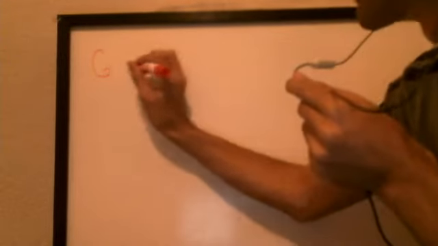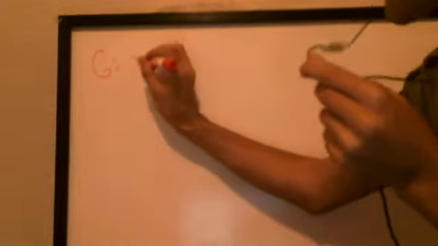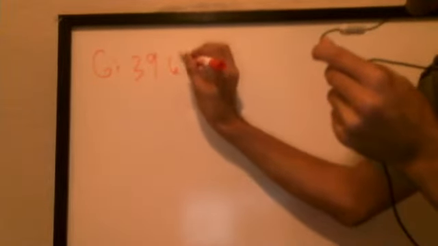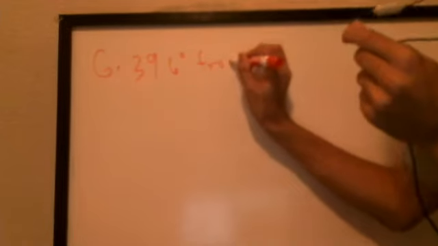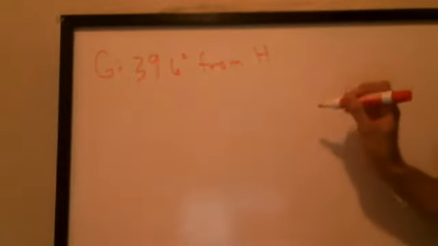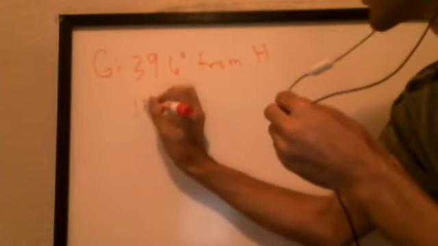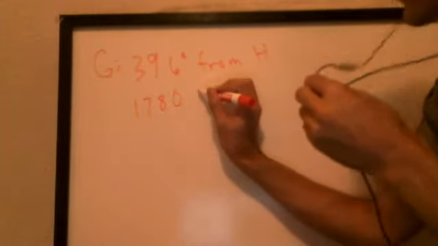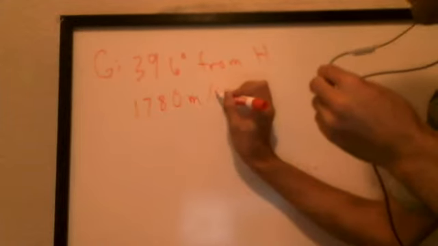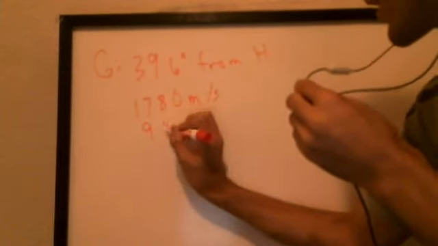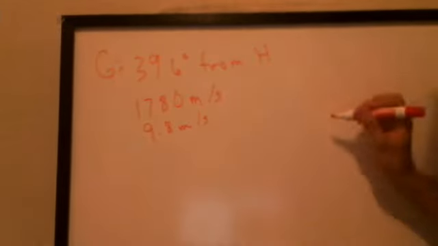First part of the problem you have to understand is what it's asking for and what it gives you. Here's what it gives you. If you're reading the question, it's at an angle of 39.6 degrees from H. H means horizontal. It is going out at 1780 meters per second. Gravity is 9.8 meters per second squared. And you know there's no air resistance.